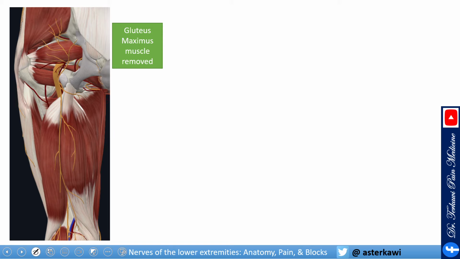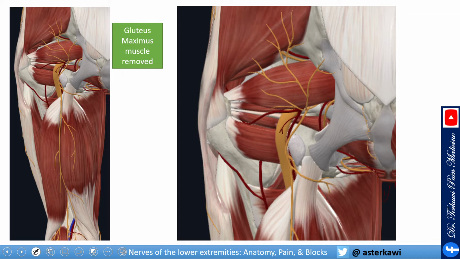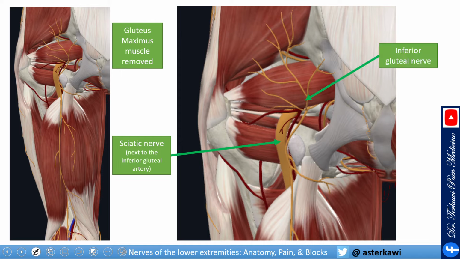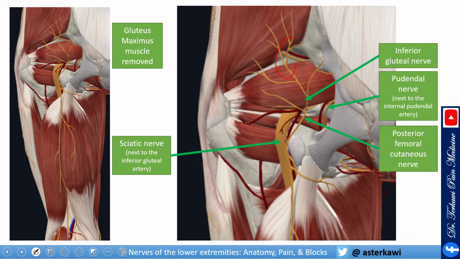Now here I remove the gluteus maximus muscle. So this is a more magnified image. So here you have the sciatic nerve, the biggest, longest nerve in the body, right? And then you have the inferior gluteal nerve, and this is the superior gluteal nerve. Here you have the pudendal nerve. I have a lecture on the pudendal nerve. Then here you have the posterior femorocutaneous nerve. I also have a lecture on the posterior femorocutaneous nerve.